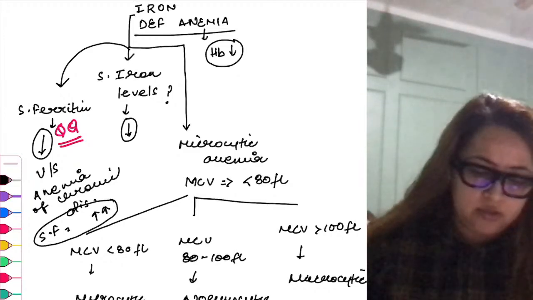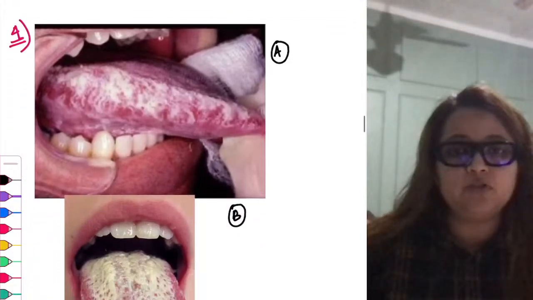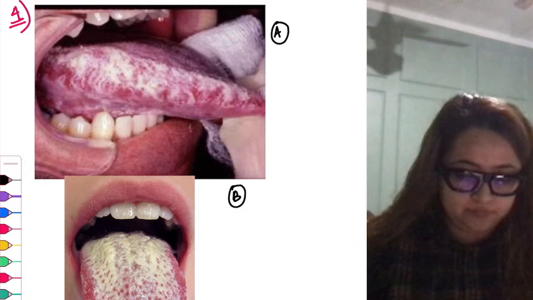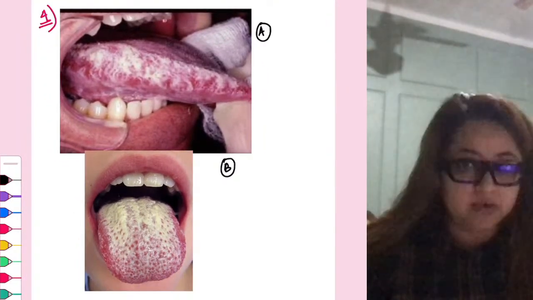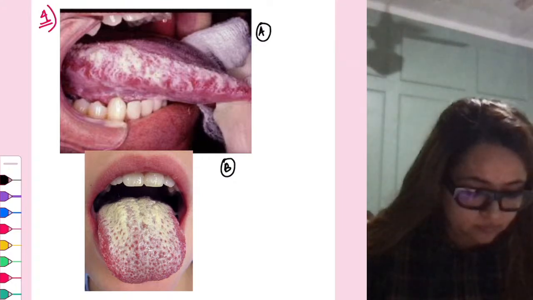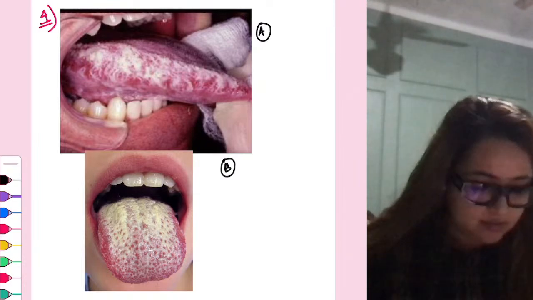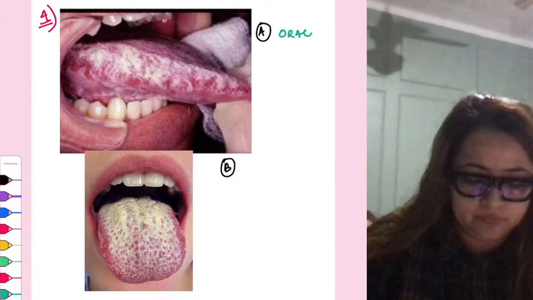All right. So moving on to my next picture. Look at these two pictures. What is A and what is B? What is shown in A and what is shown in B? So one by one, what is A? Yes, Sai, you gave the right answer. This is oral hairy leukoplakia.